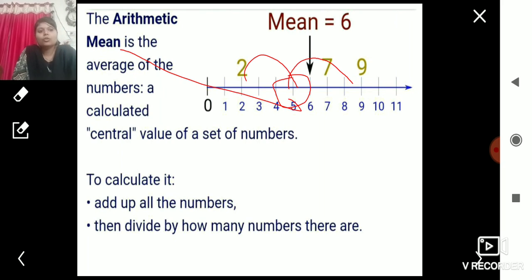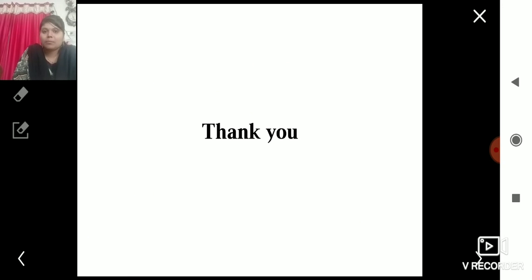Clear? So here ends the session on the mean. Okay, and we will also be solving problems in the next session, including the median and mode. Okay, so today's class is just about the mean, its introduction and its applications. So I hope you have understood the topic.